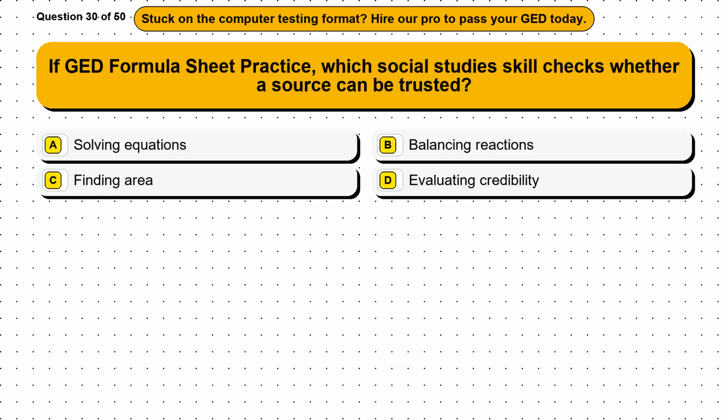Question 30. If GED formula sheet practice, which social studies skill checks whether a source can be trusted? Option A, solving equations. Option B, balancing reactions. Option C, finding area. Option D, evaluating credibility.